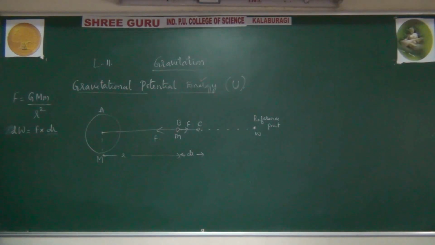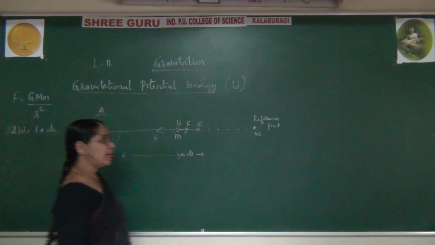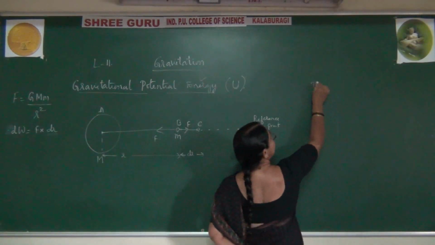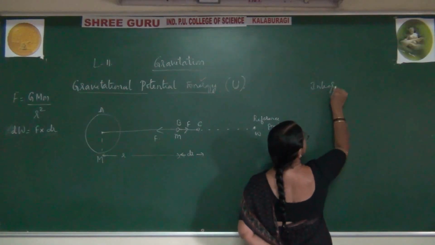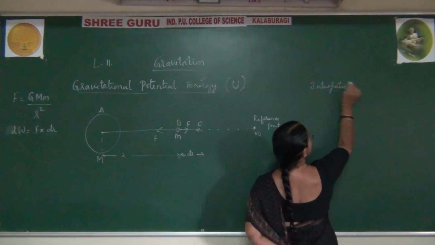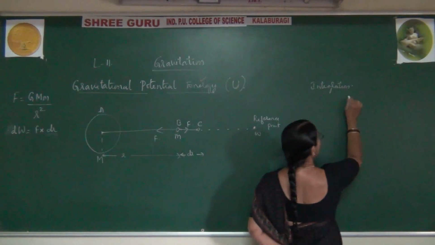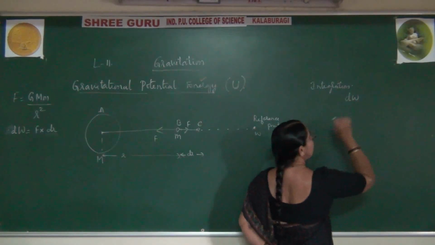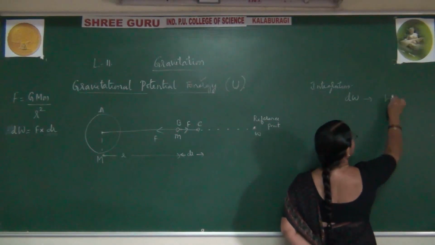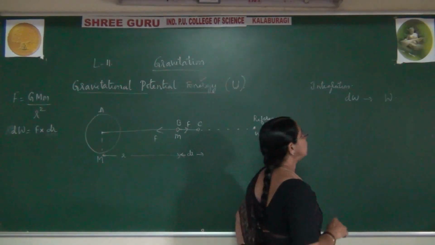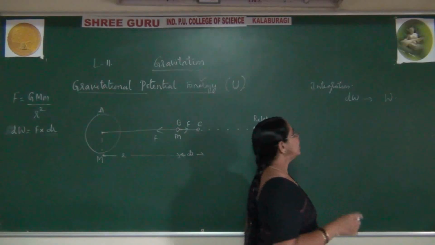But I need a large work done, which means I should take the help of integration. This you learn in mathematics, but remember we take the help of the integration concept. So what do we mean by integration? If you have small work done dW and I need a large work done, that is capital W, at that time I need the help of integration.